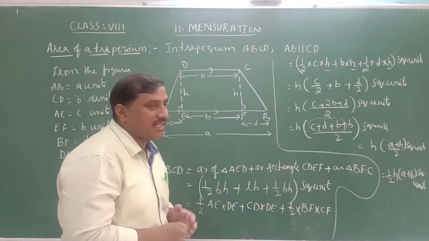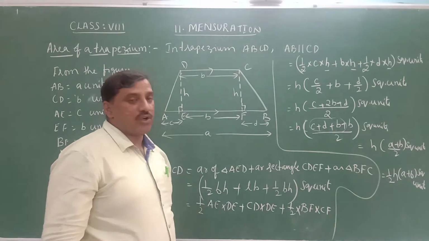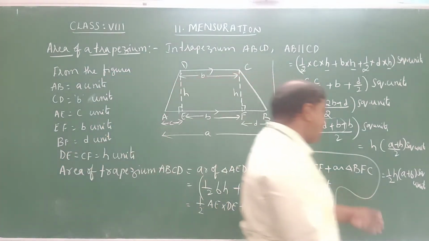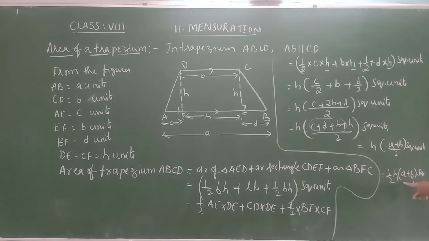Half into H into (A plus B) square units, where H is the altitude of the trapezium and A and B are the lengths of the two parallel sides. So in words, what we can say is: the area of a trapezium is half of the product of its altitude and the sum of its two parallel sides. Is it clear, children?